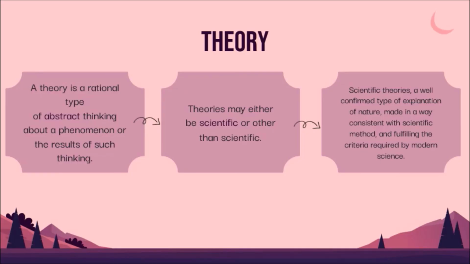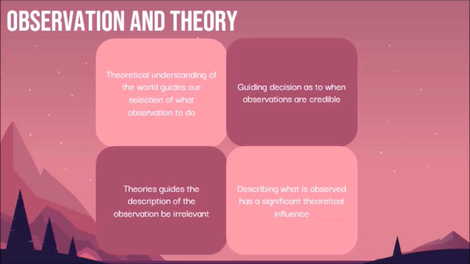Next, we are going to talk a little bit about theory. What is a theory? A theory is a rational type of abstract thinking about a phenomenon, or the results of such thinking. Secondly, theories may either be scientific or other than scientific. Meanwhile, a scientific theory is a well-confirmed type of explanation of nature that is made in a way consistent with the scientific method and fulfilling the criteria required by modern science.